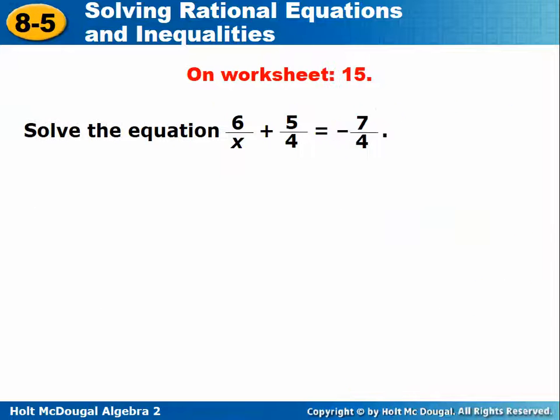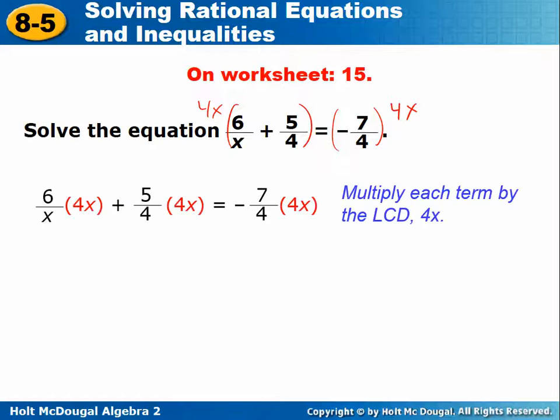All right, here's another one from your worksheet. First step is to find the common denominator. This time they have a denominator for each of them: x, 4, and 4. A common denominator would need the x and just one of the 4's. So the common denominator is 4x. We have to multiply everything on both sides by 4x.